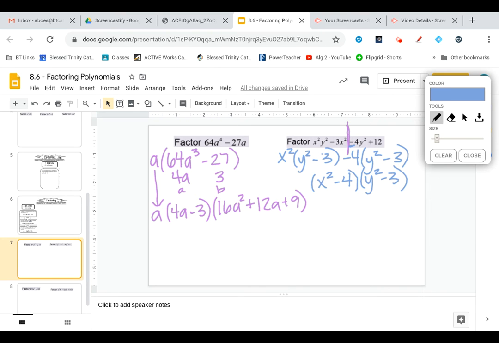Okay, but I'm not done there, because if you notice, hopefully you notice, x squared minus 4 is a difference of squares. I have the square root of x squared is x, the square root of 4 is 2, so I can rewrite this as x plus 2 times x minus 2, and then y squared minus 3. This is not a difference of cubes because y squared is squared, it's not a cube. Okay, pause, think about that for a second.